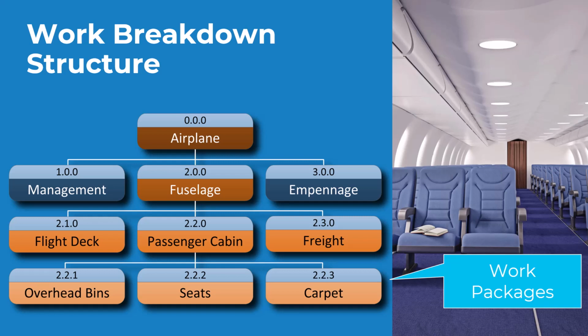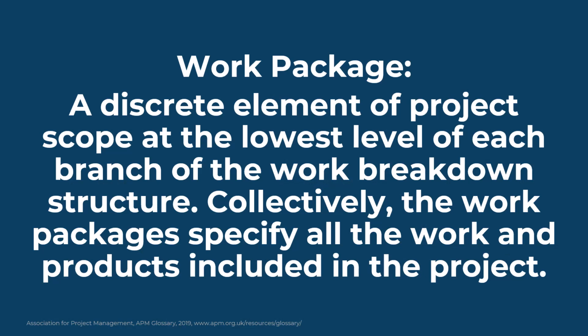For this example, we now assume that this level of decomposition is enough, and the overhead bins, the seats, and the carpets are our work packages. Another definition here, because the concept of a work package is important, we make sure that it's properly defined. A work package is a discrete element of project scope at the lowest level of each branch of the work breakdown structure. Collectively, the work packages specify all the work and products included in the project.